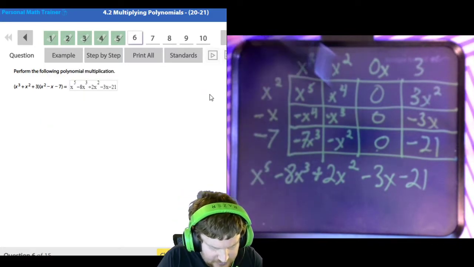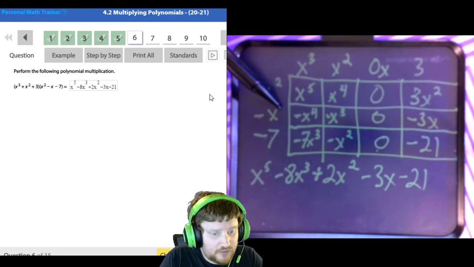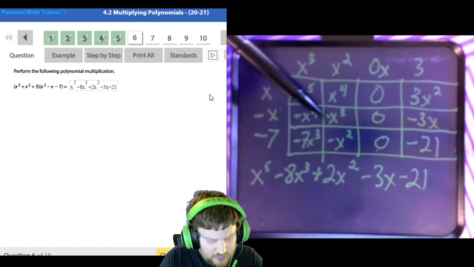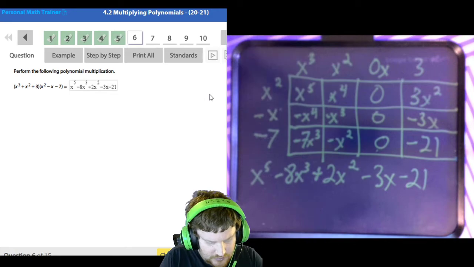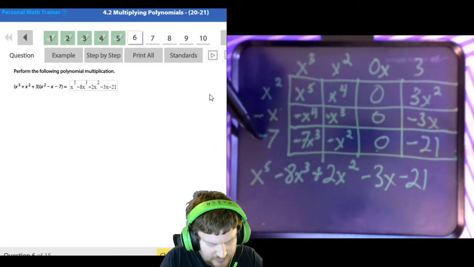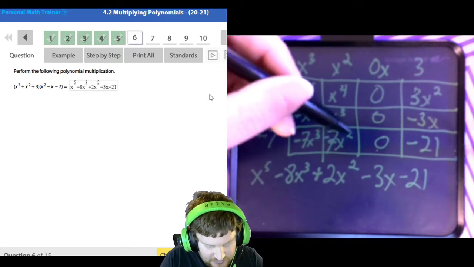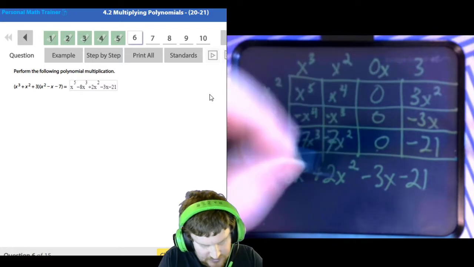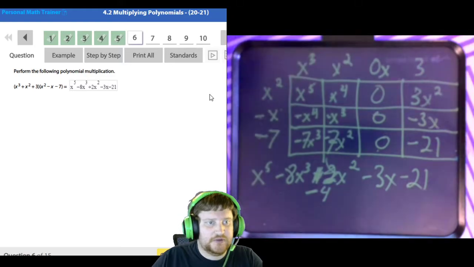X to the 5th, x to the 4th, 0x, 3x squared, negative, negative, 0, negative x, negative. I don't know how I just got 2 there. This is clearly negative 7 times 1. So negative 7x squared and 3x squared is negative 4x squared.